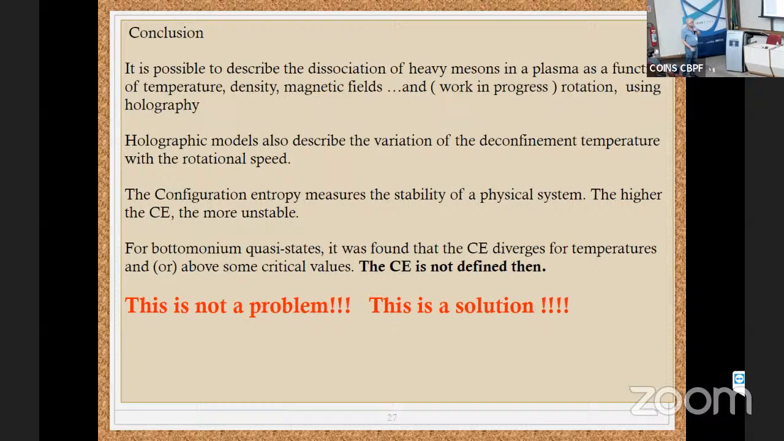But for bottomonium quasi-states, we found that the differential configuration entropy diverges for temperatures or magnetic fields greater than some values. And so the configuration entropy is not defined for values greater than this. And we found that this is not a problem. This is a solution for the question: how does configuration entropy see the complete dissociation of the quasi-states of heavy vector mesons? Thank you very much.